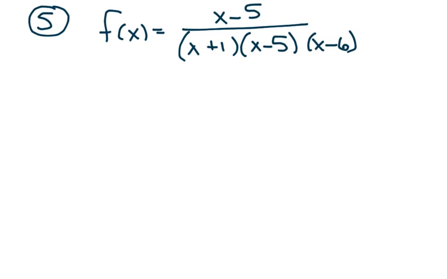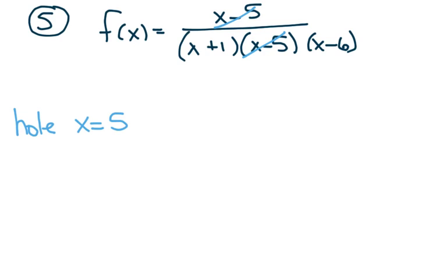In problem 5, we want to find any vertical asymptotes of the graph of f of x equals x minus 5 over x plus 1, x minus 5, x minus 6. Vertical asymptotes, which are vertical lines that the graph gets closer to but never touches, are not removable discontinuities. I want you to notice there is a removable discontinuity. And that removable discontinuity is at x equals 5.